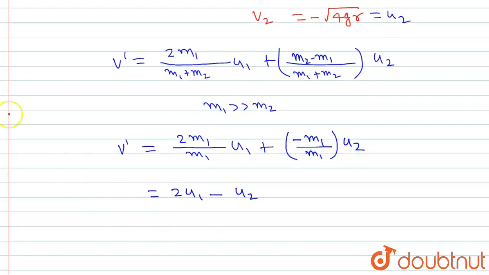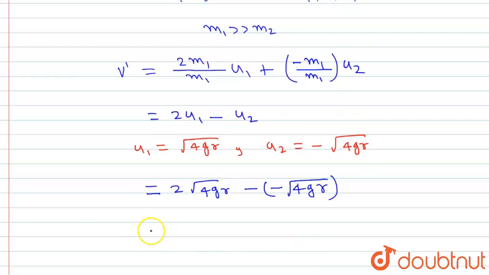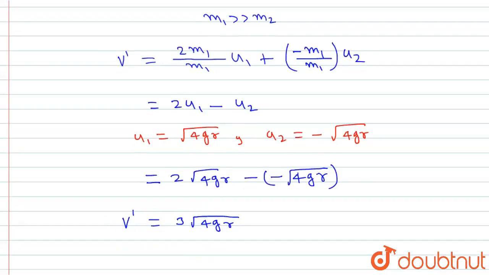Now U1, U2 is what? U1 is equal to root under 4gr, and U2 is equal to minus root under 4gr. Clear? Now this value we have to put here. So V dash is equal to 2 into root under 4gr, and minus minus root under 4gr. Clear? Now from here this is equal to 3 root under 4gr. So this is V dash. Now we have to find the height.